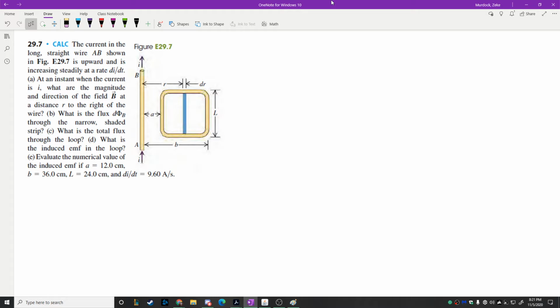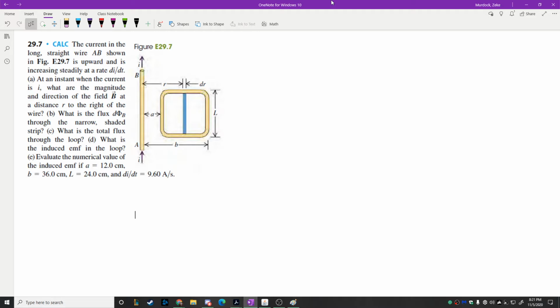Here's the problem. We've got current in a wire on the left flowing from A to B, upward, and it's increasing steadily at a rate of di/dt. At an instant when the current is I, what are the magnitude and direction of the field B at a distance r to the right of the wire? It feels like it should say magnetic field, but we know what B means. It means magnetic field.